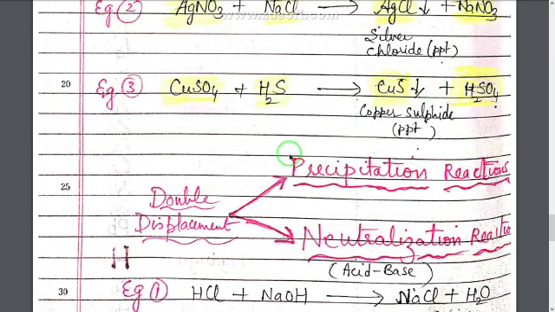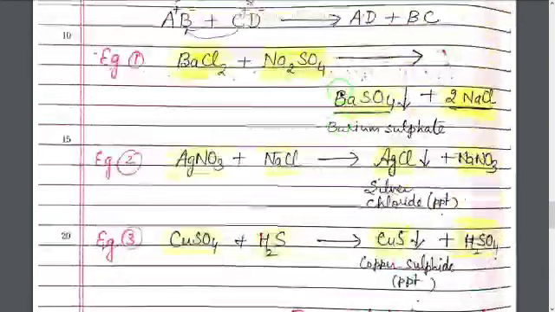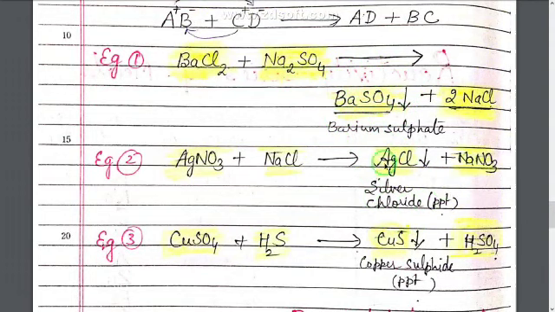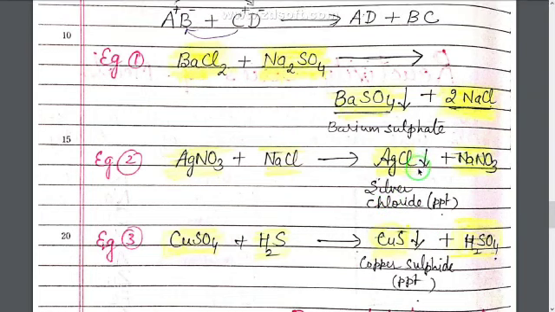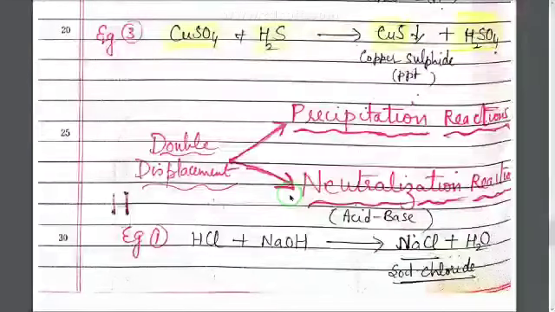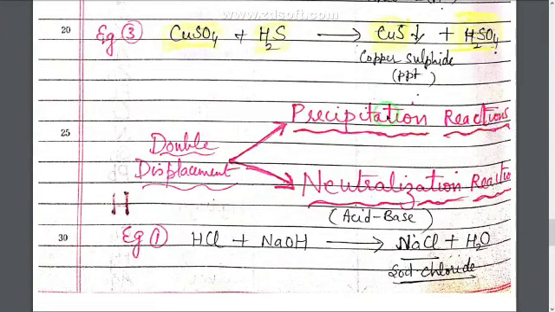Now in all these three reactions we see that barium sulfate precipitate is formed, silver chloride precipitate is formed and copper sulfide precipitate is formed. The downward arrow shows the formation of precipitate. Now the double displacement reactions are of two kinds. One is precipitation reactions, which I have shown you above, because in all these reactions a precipitate is formed. The second type of double displacement reactions is called neutralization reactions, where no precipitate is formed.